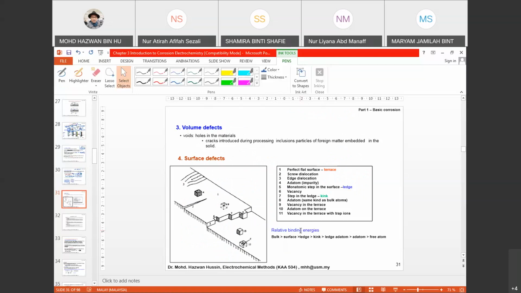Volume defects are another thing: the formation of voids and cracks introduced during the inclusion of particles of foreign matter embedded in the metal. You can also have surface defects, which normally occur if you have a non-flat, non-homogeneous surface. That is why, for any corrosion measurement later on, you need to polish the surface so that it will be homogeneous.